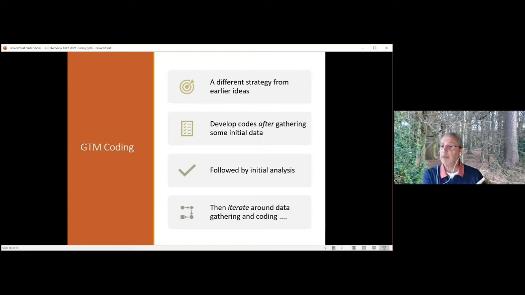So this was a unique and completely new way of doing things. And lots of methods now in the qualitative field use this approach. Not all of them actually give credit to Glaser and Strauss, but that's where it came from. It came from Glaser and Strauss in the 60s.